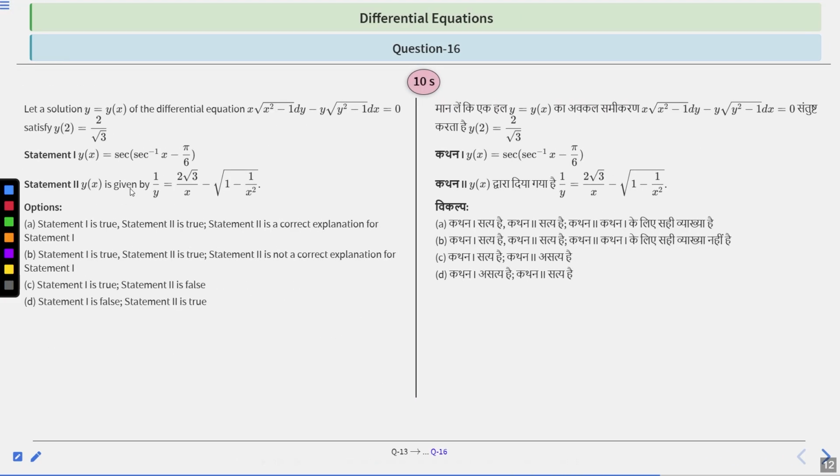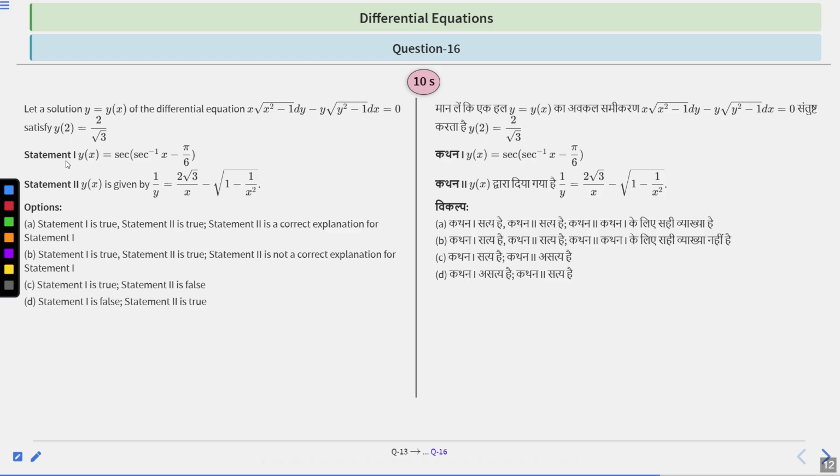Let's move to the next question, question number 16, which says: let the solution y is equal to f(x) of the differential equation x root over x square minus 1 dy minus y into root over y square minus 1 dx is equal to 0, satisfy y(2) is equal to 2 by root 3. With respect to the above information, we are given two statements. Statement 1 says that y(x) is equal to sec of sec inverse x minus pi by 6, and statement 2 says that y(x) is given by 1 by y is equal to root 3 upon 2x minus root over 1 minus 1 by x square, right?